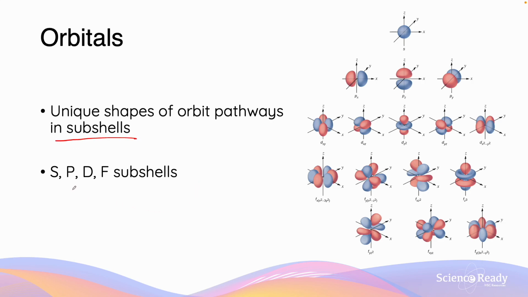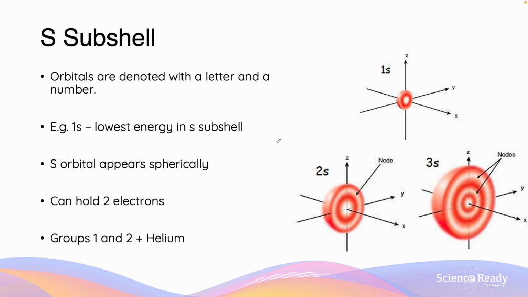So the S, P, D, and F subshells each have their own orbitals, and on the right hand side we have the orbitals which provide us with the shapes of the particular pathways which the electrons can have around the nucleus. For example, this is the S orbital which exists in the S subshell. These are the P orbitals, these are the D orbitals, and these ones are the F orbitals. The S subshell is the lowest energy level subshell, and that's where we would find our very first set of electrons. Orbitals are denoted with a letter, which tells us which subshell it's in. In this case, we're in the S subshell.